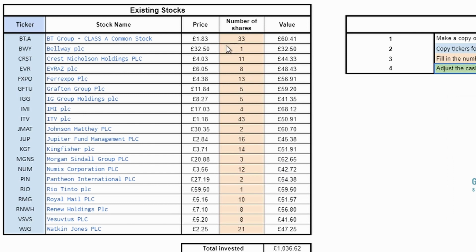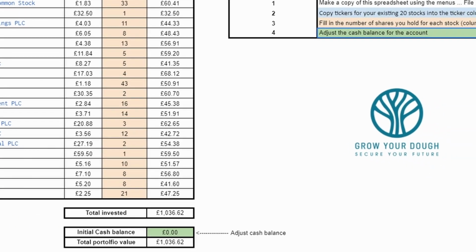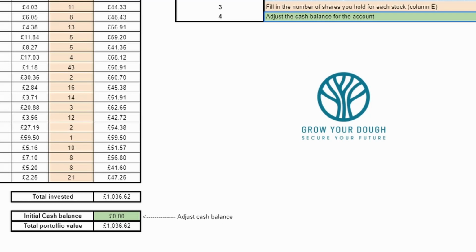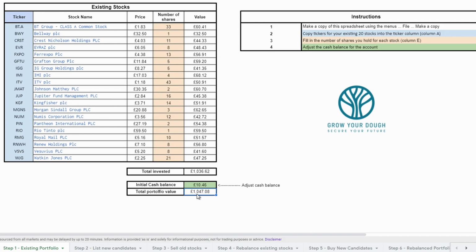So the spreadsheet calculates the price, the number of shares, and works out the value for each stock. And it's just asking you to adjust the cash balance for the account. So if you've got any cash in the account, maybe that's come about as dividends, or you had some money left over at the beginning, then you need to adjust that value. And for me, that cash balance was £10.46. And this gives you an overall portfolio value. So this is where our portfolio stands on the particular day where we're doing the rebalancing.